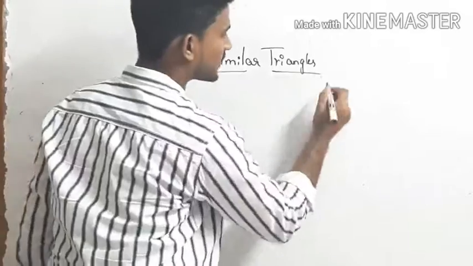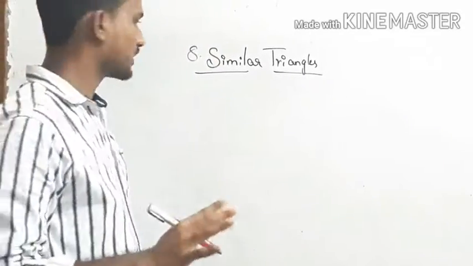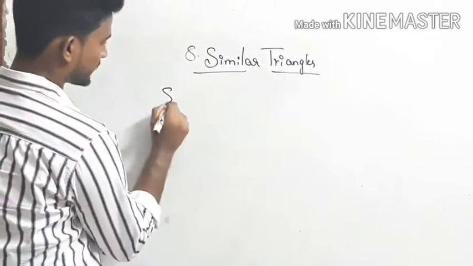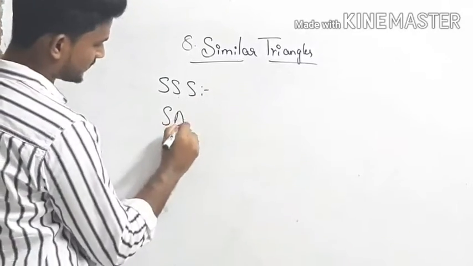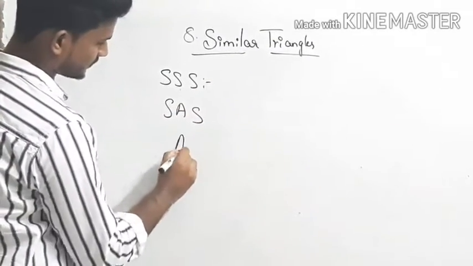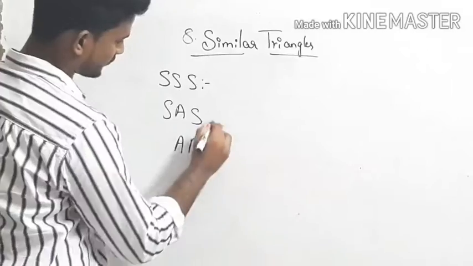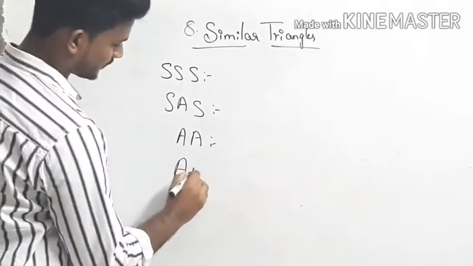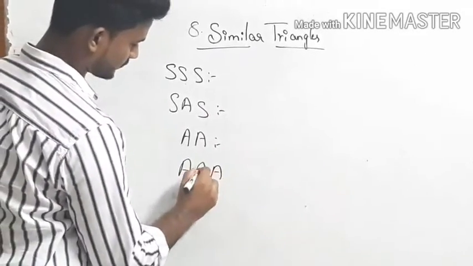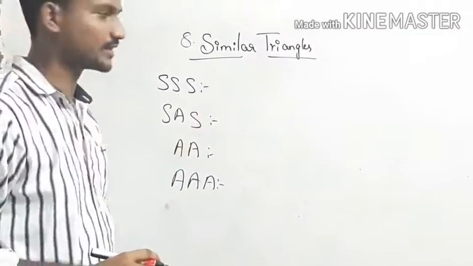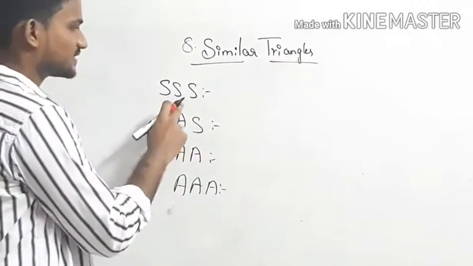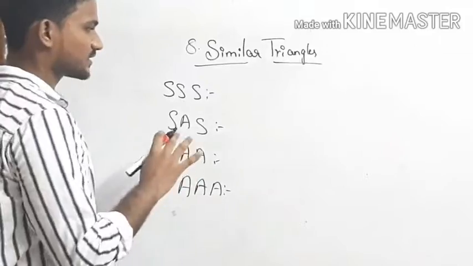We can denote similar triangles by 4 types, that is SSS criteria, SAS, AA, and AAA. These are the 4 types of criteria for identifying similar triangles. First one is side, that is SSS criteria.